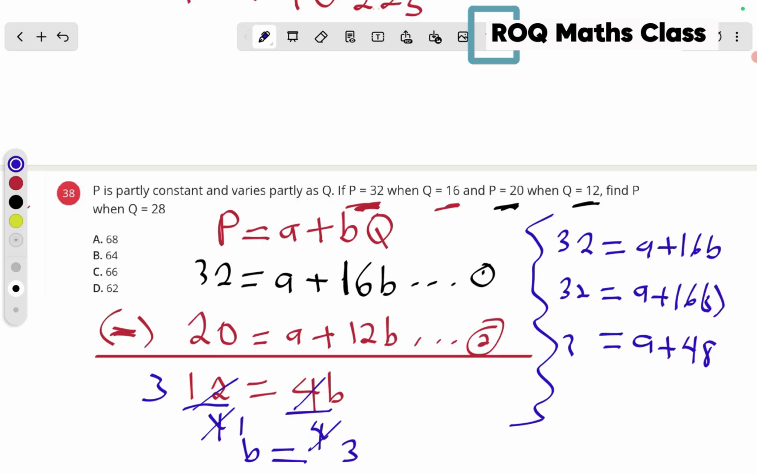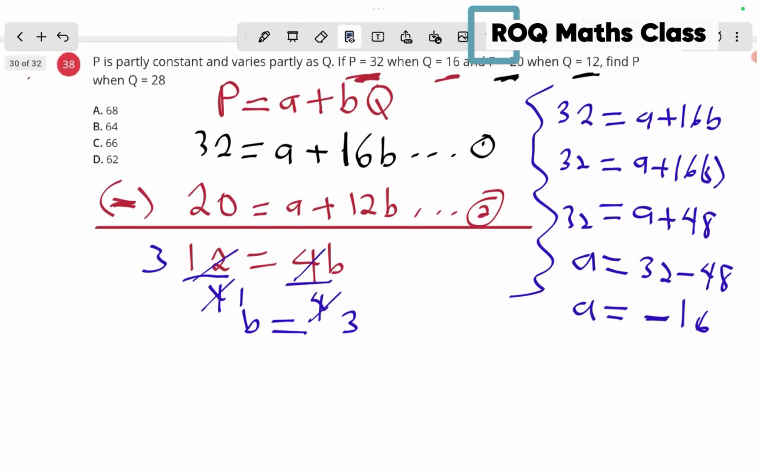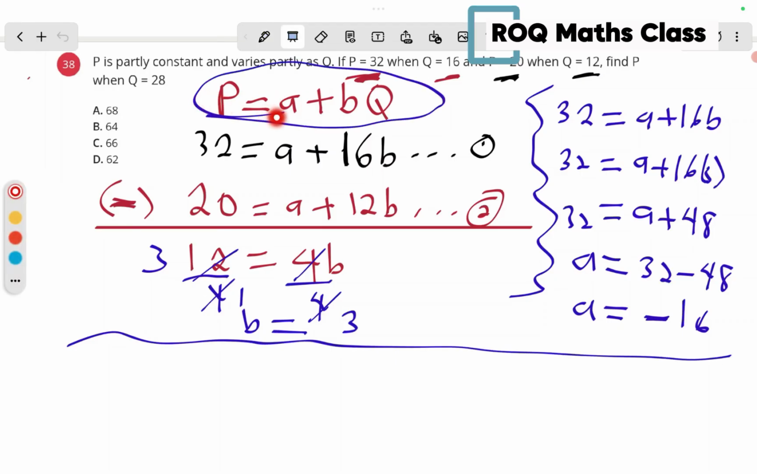Yes, equals 32. Now our A is equal to what? 32 minus 48, whereby our A equals minus 16. So we already know the value of A and B now. So we have to put the value of A and B into what? Into our formula, which is P equals A plus BQ.